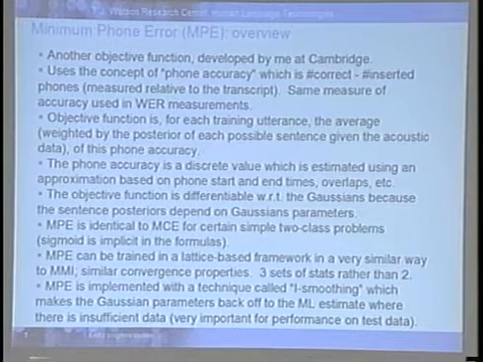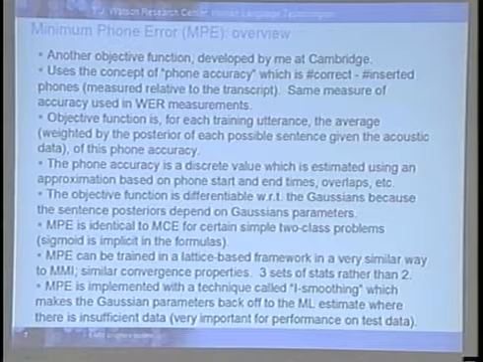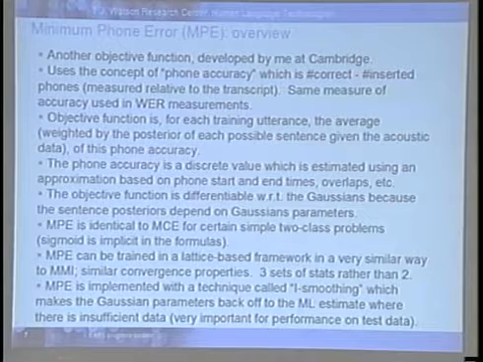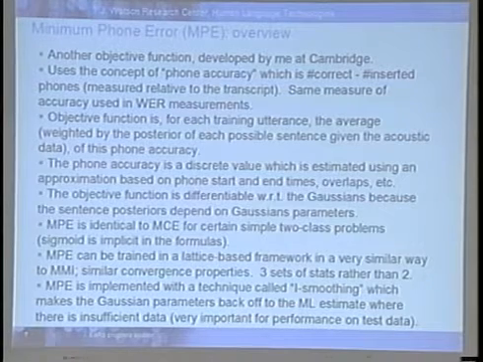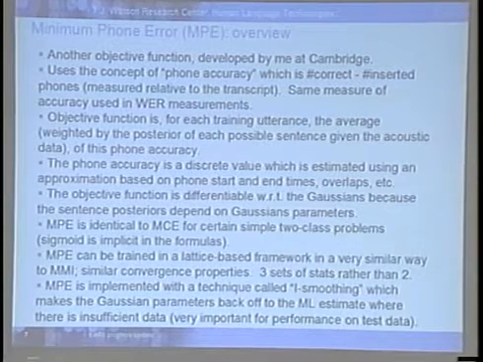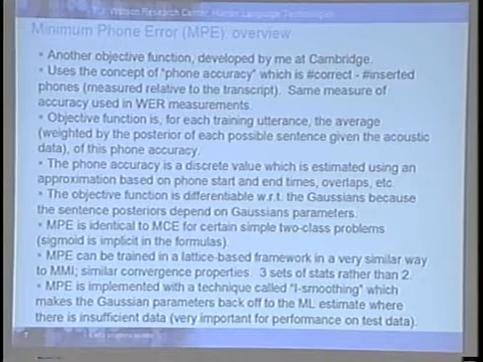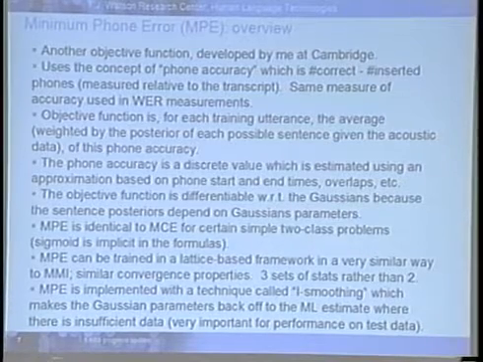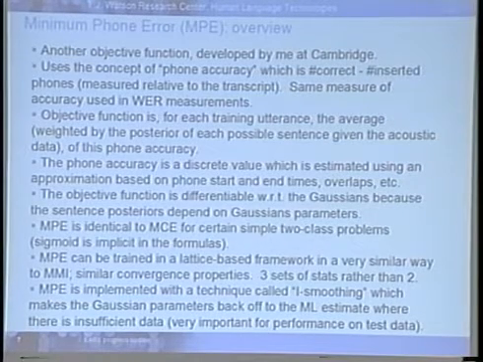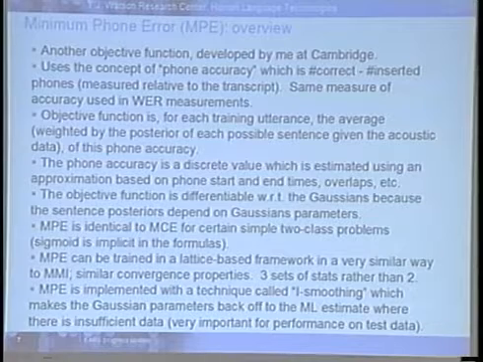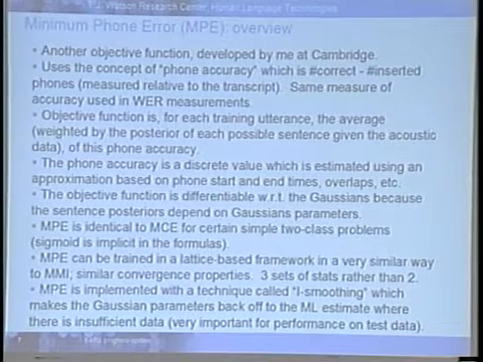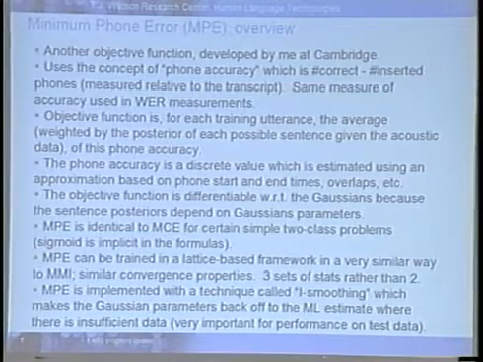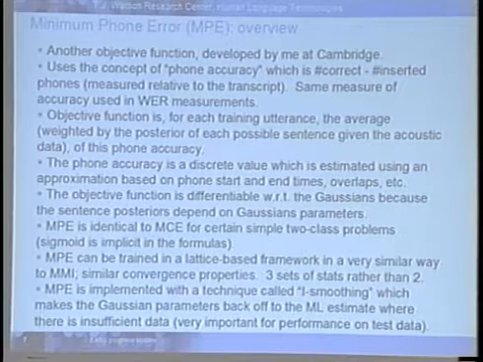MPE is a discriminative training objective function that I developed at Cambridge. It's again something for which you have to consider all possible transcriptions of an utterance. And it uses the concept of a phone accuracy, which is the number of correct minus the number of inserted phones when you look at the alignment to the correct transcript. Some people have questioned the accuracy of this formula, but that is actually the formula that you use to calculate word error rate, if you think about it.